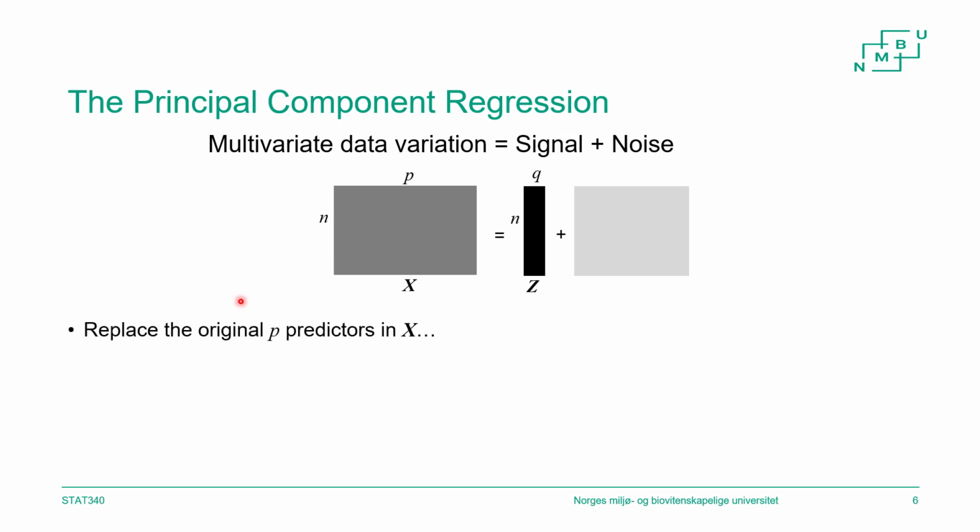So the principal component regression idea: replace the original P predictors, instead of using these in the model as predictors.